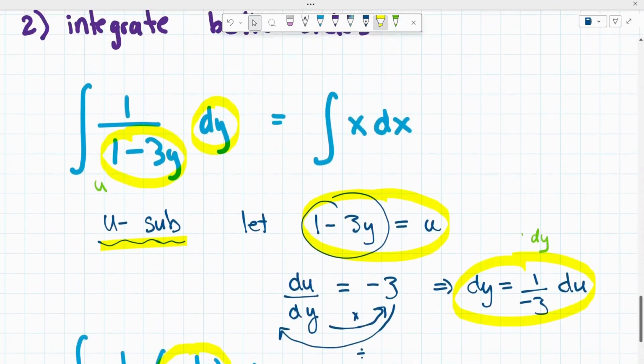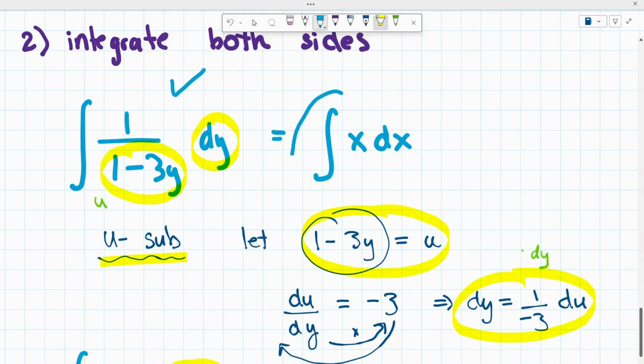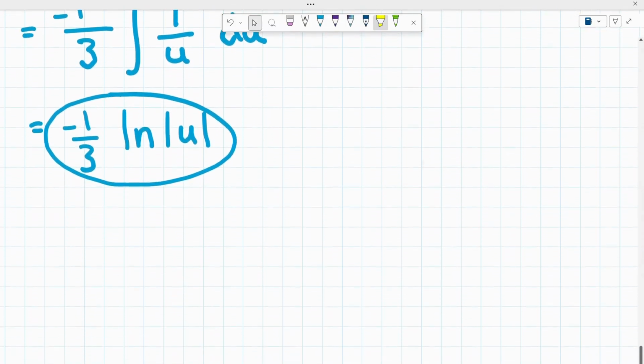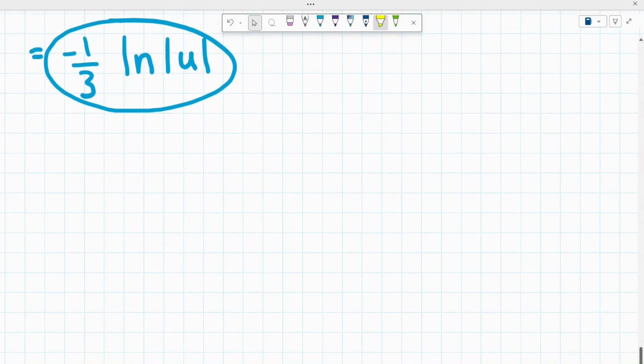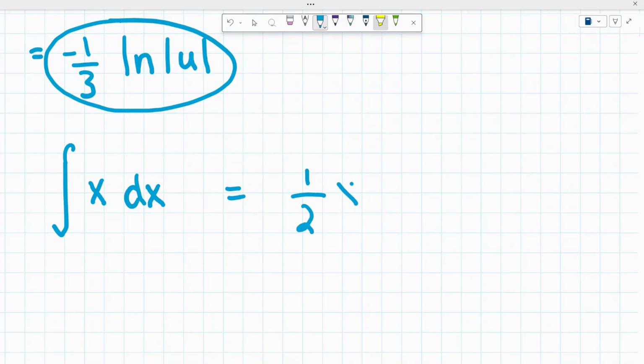So we've now got this integral, and now let's focus on the integral of x. So let's look at that. We now have the integral of x dx, and this just equals 1 over 2 x squared plus our integration constant c.